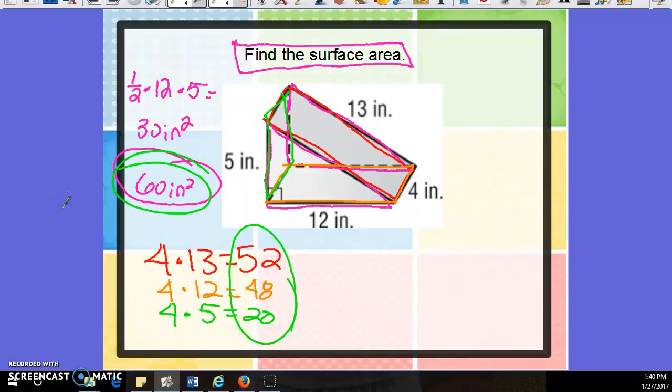Add it together. These are all the different areas. It is 180 inches squared. Is that a coincidence? I think not. That's why you did the triangle. All triangles are going to be that way.